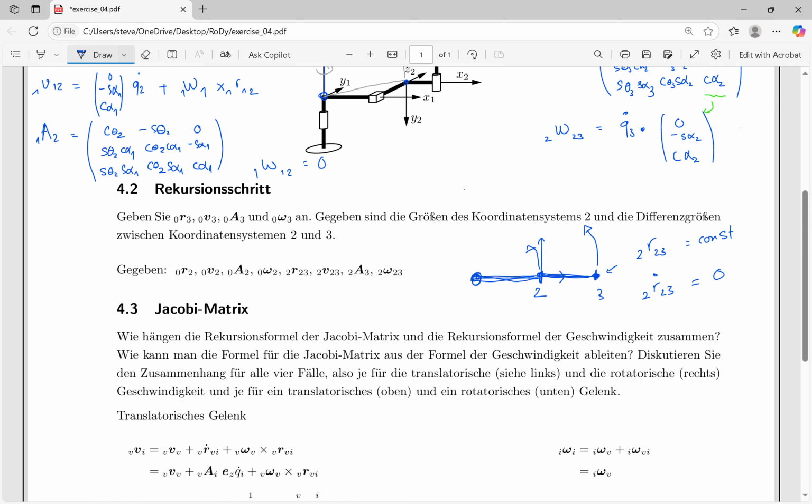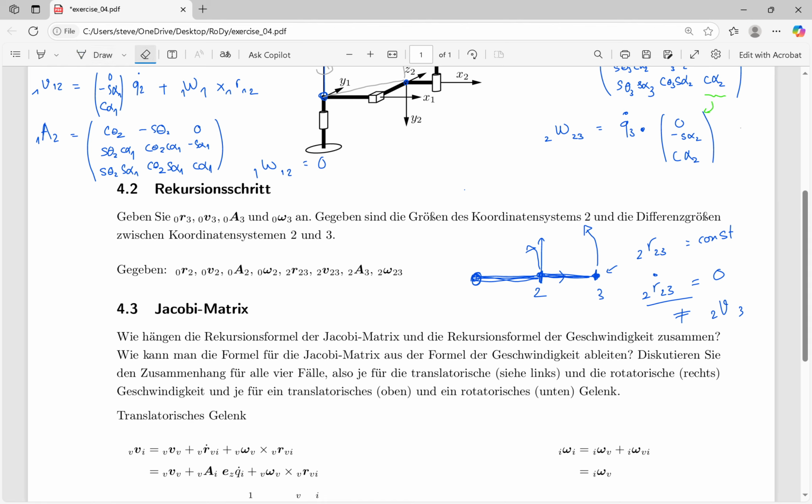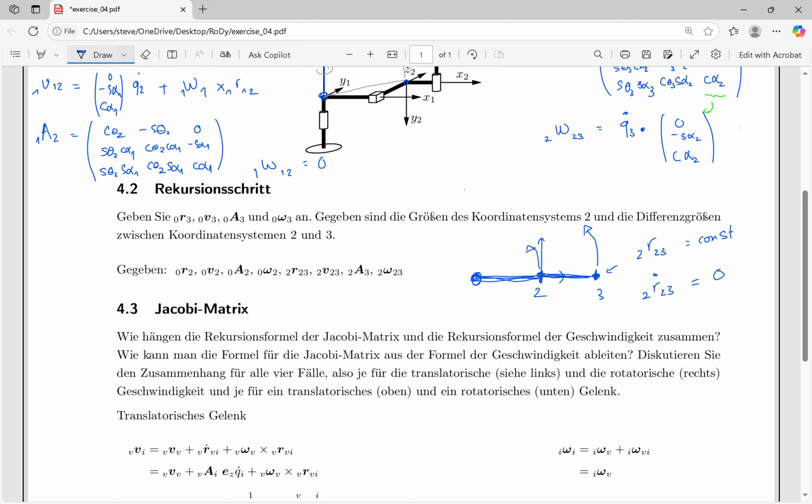However, this is not V223, right? And this is highlighted in the lectures already. Why? Because in this derivative, we are taking the derivative in frame 2. And frame 2, since it's rotating, right? See, it's rotating because of this one. It's not an inertial observer, and so it would be wrong to conclude that this is its V.